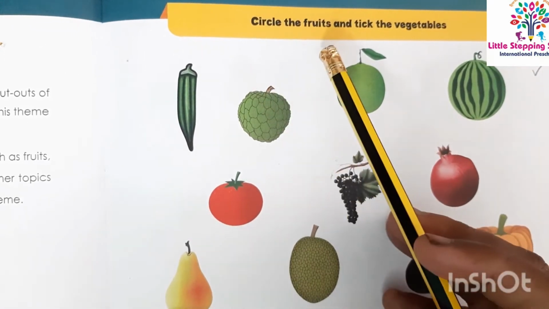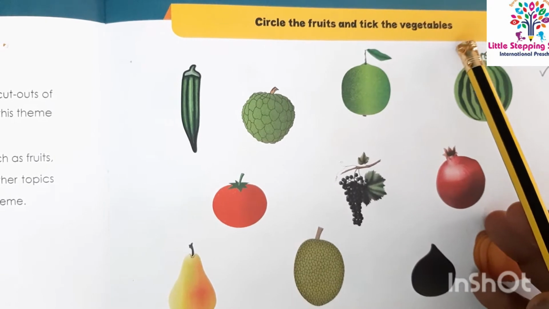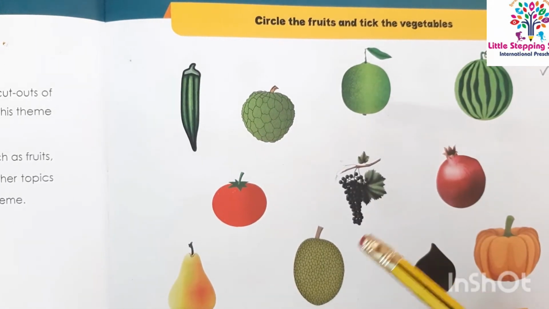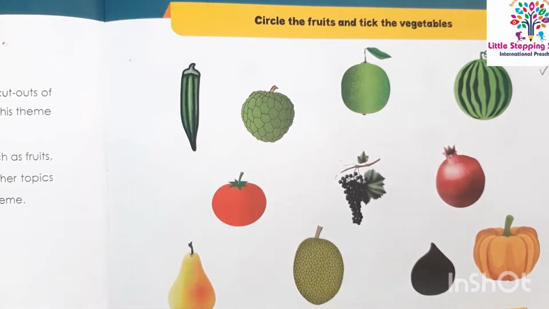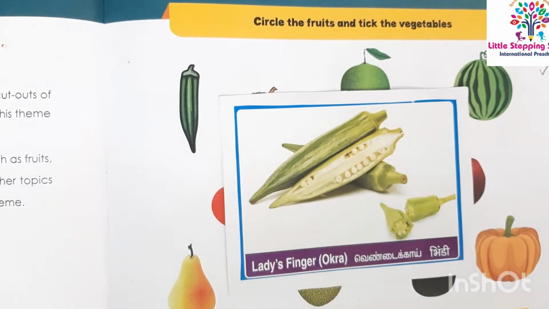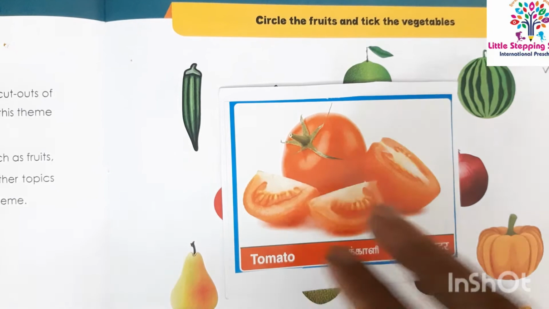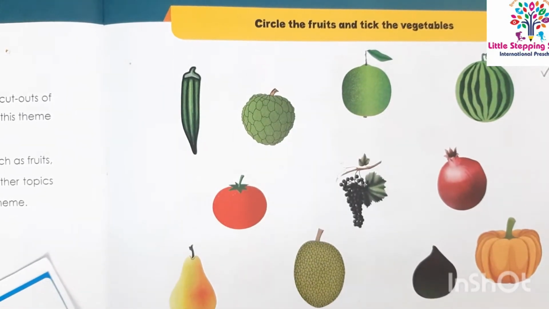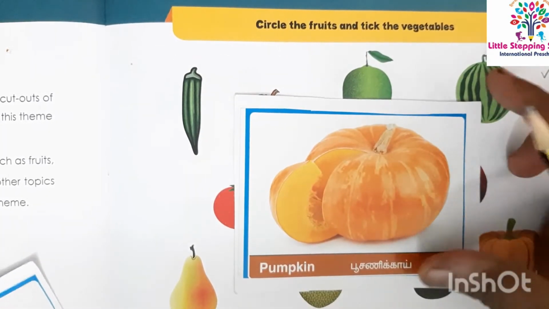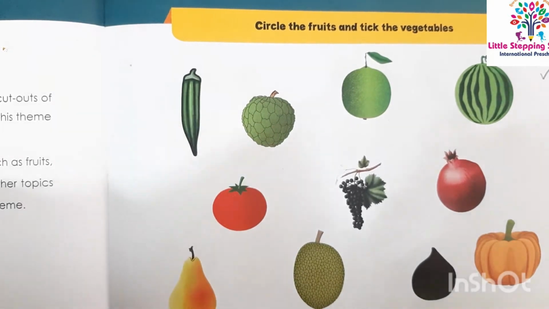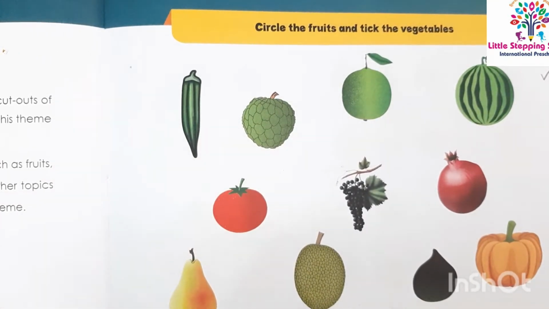Circle the fruits and tick the vegetables. Children, let's see some vegetables here. Lady's finger. Okay. Tomato. Pumpkin. Still there are many vegetables at your home. Let's tick the vegetables here.